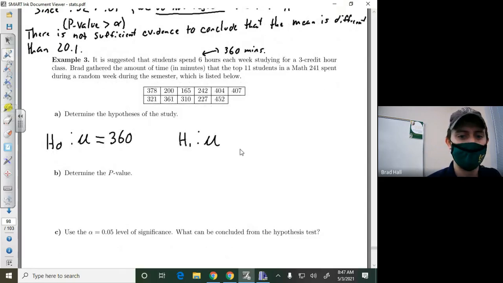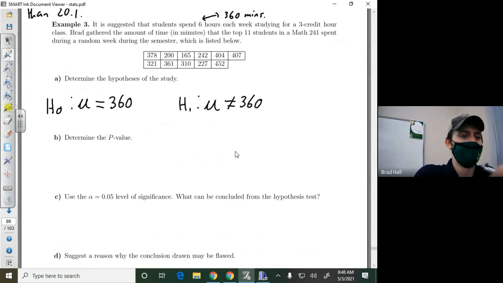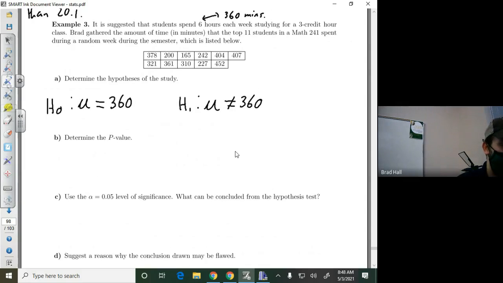And so pretty much we're testing to see if it is 360 or not 360. Doesn't really say anything in the context to garner anything differently. Okay, so from there, determine just the p-value it asks. So let's go ahead and figure out our givens, which means calculator is going to be a nice aid here.